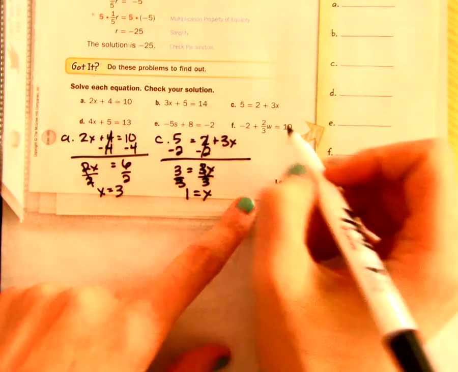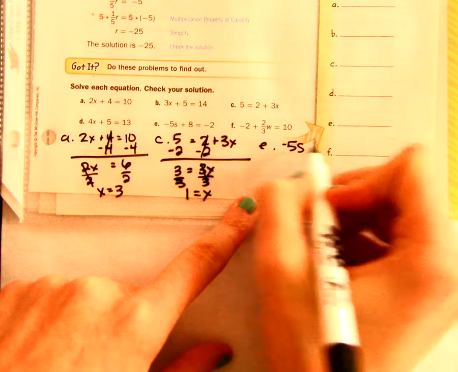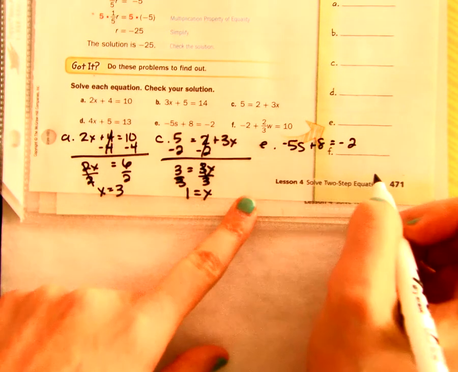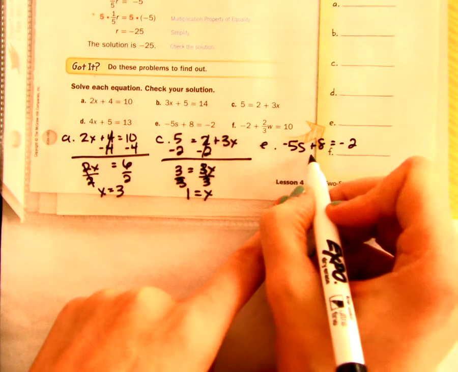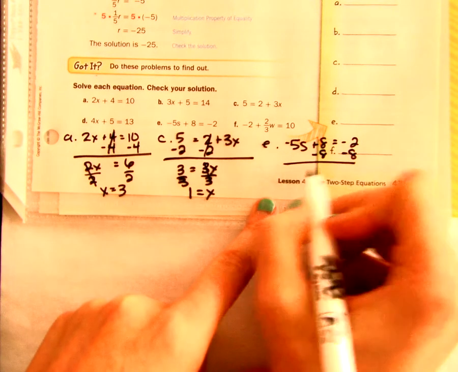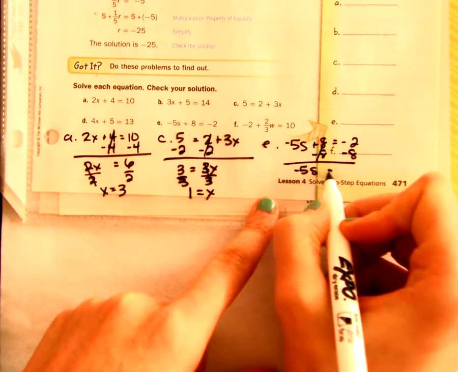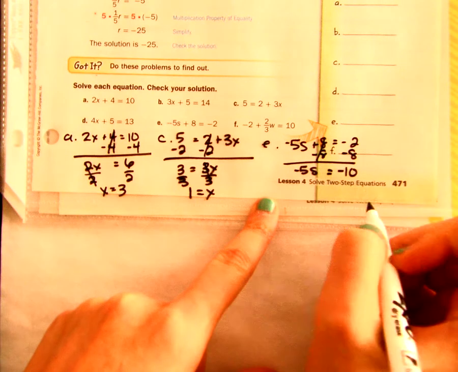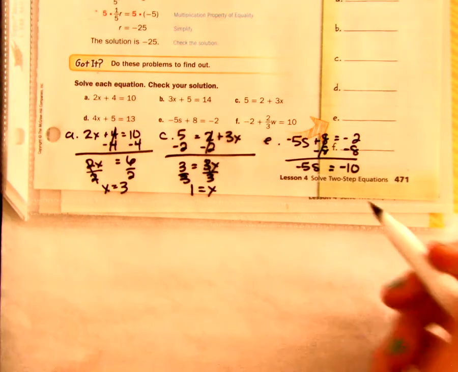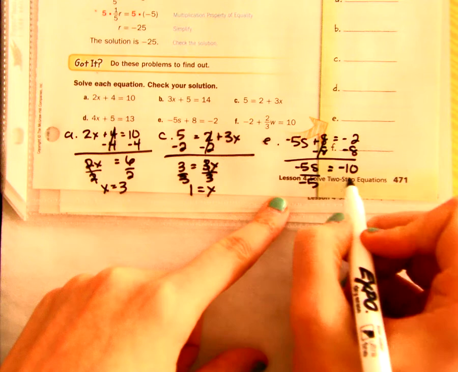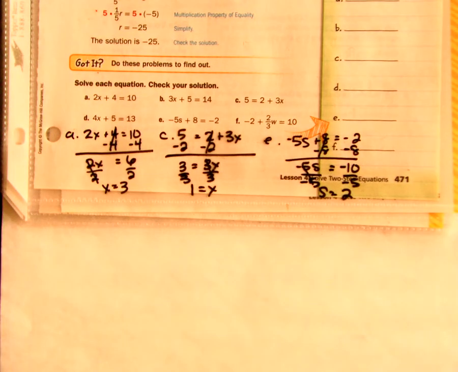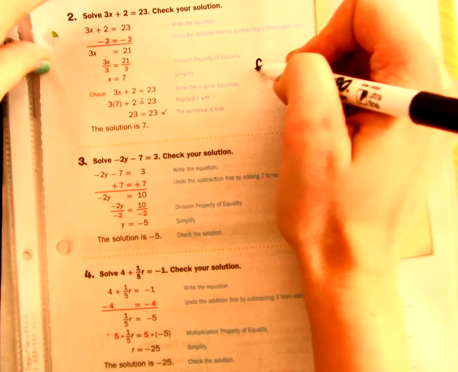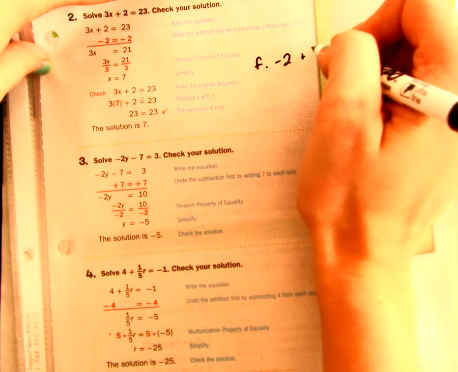Letter E. We have negative 5s plus 8 equals negative 2. Same thing. I need to figure out what my constant is. So my constant is 8 here. Since I'm adding 8, I'm going to subtract 8, because I have to do the opposite of what is being done to it. So I have negative 5s, my 8s cancel. Negative 2 plus negative 8 is negative 10. Since I am taking negative 5 times s, I'm going to do the opposite, which is dividing. It was reduced down to 1. So s equals 2.